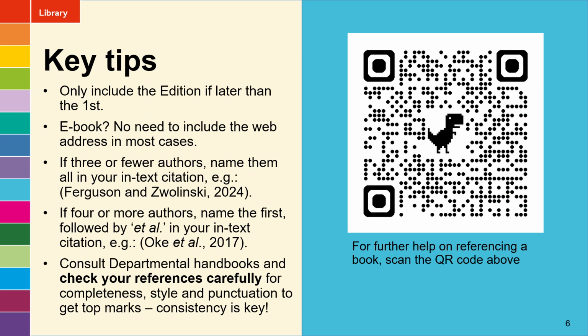Here are some key tips to remember when referencing a book. You only need to include the edition if it's greater than the first edition. Where an e-book looks like a printed book, usually in PDF format, with publication information and page numbers, cite it in the same way as a printed book. If there are 3 or fewer authors, you'll need to name them all in your in-text citation, whereas for 4 or more authors, you may just name the first, followed by et al.